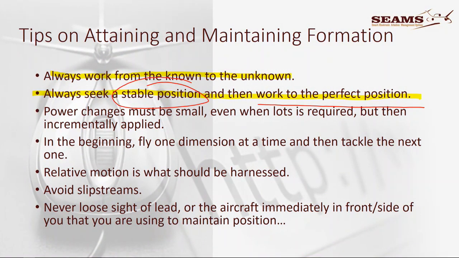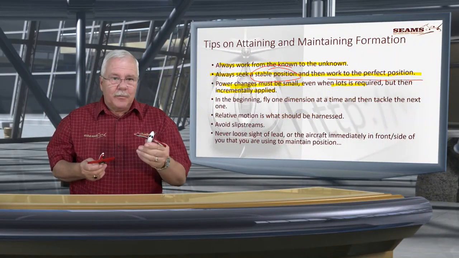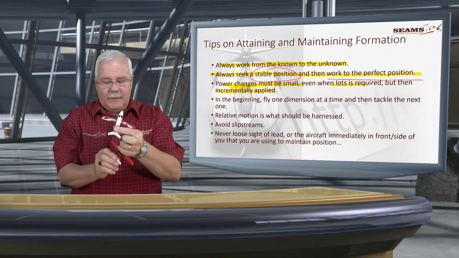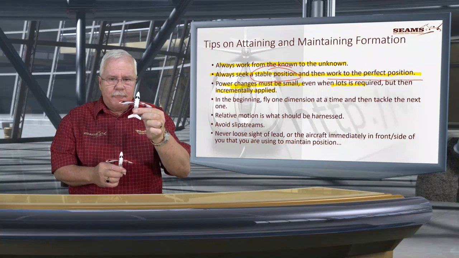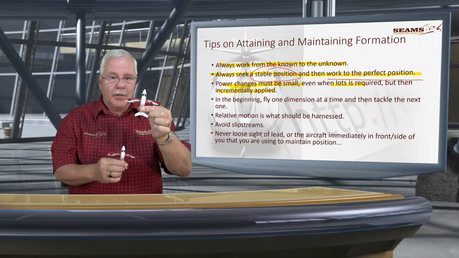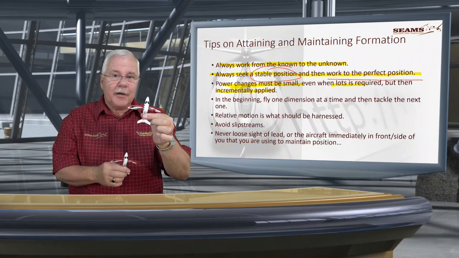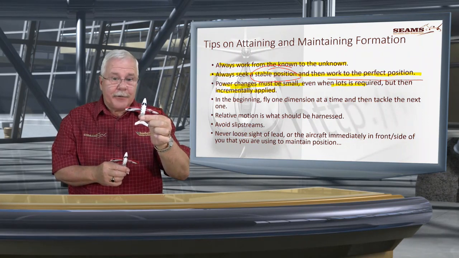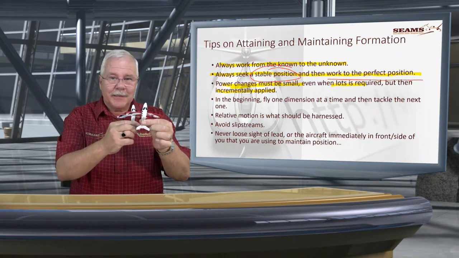Now, this I've wanted: power changes must be small, even when a lot is required, but then incrementally apply. The situation that we're sitting with a lot of times is, let's say this is the lead and this is number 2 sitting at the back and he needs to come forward. He might be matching the speed, but he's not in position. So the power setting in matching is probably the same power setting as if he was in here. But now he's got to go forward. It means he's got to accelerate. If he now takes a lot of power, he's got to accelerate, and then he's got to slow down, and there's a little bit of a problem.